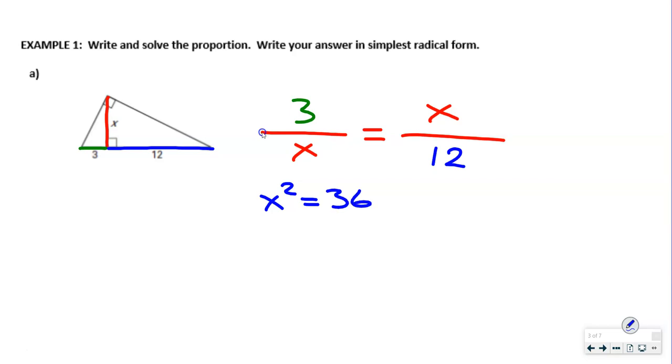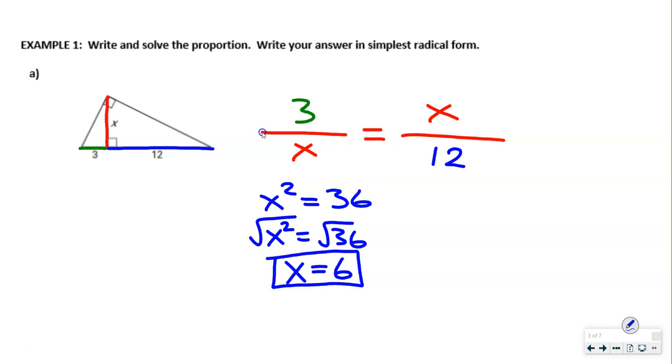And then to solve for x, I need to do the square root of both sides. And the square root of x squared is x. Square root of 36 is 6. So x is 6. That would be my simplest radical form, 36 being a perfect square.